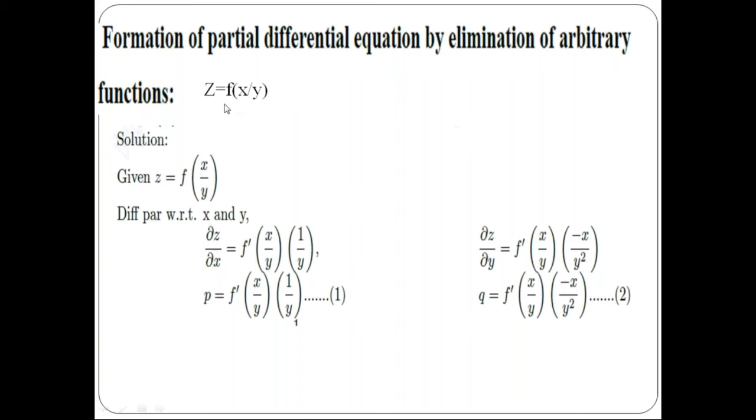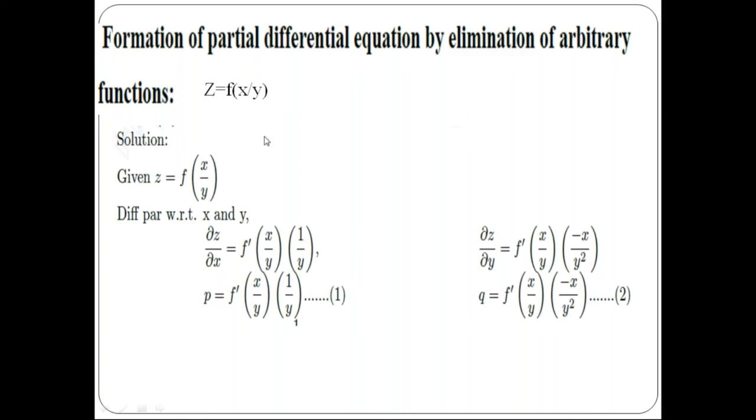Which is the arbitrary function? F1 arbitrary function is given to you. Now I can differentiate with respect to x, I can differentiate with respect to y. When I differentiate with respect to x, it will be f dash x upon y into coefficient of x, that is 1 upon y. But please, if you make a mistake here while differentiating, the question will be wrong. So please keep all things in mind while differentiating.